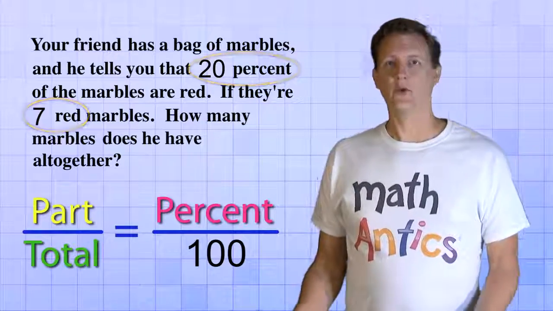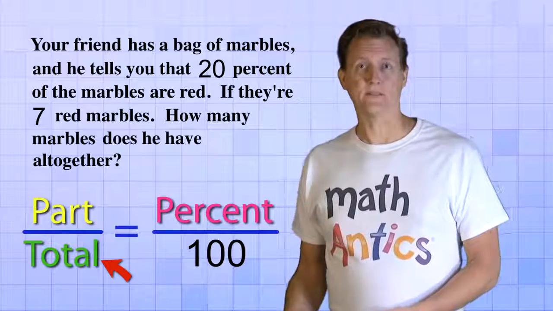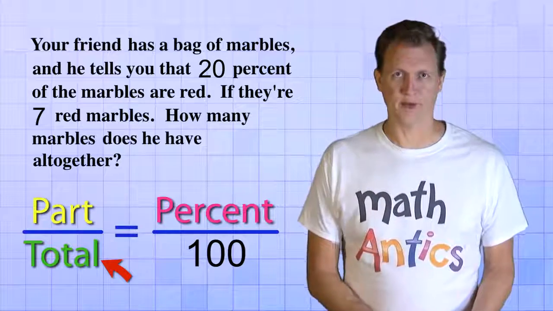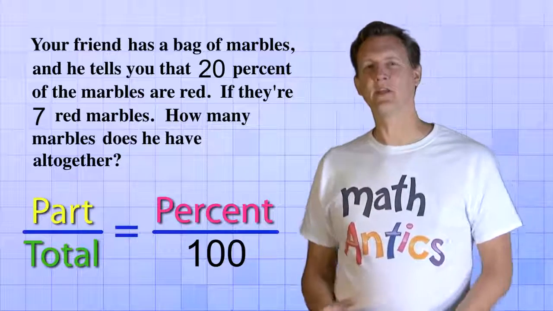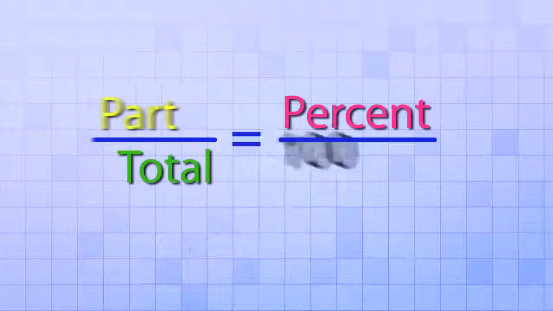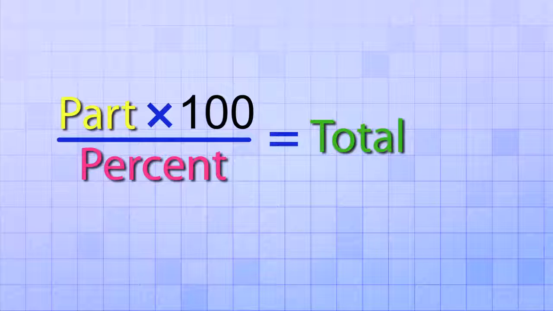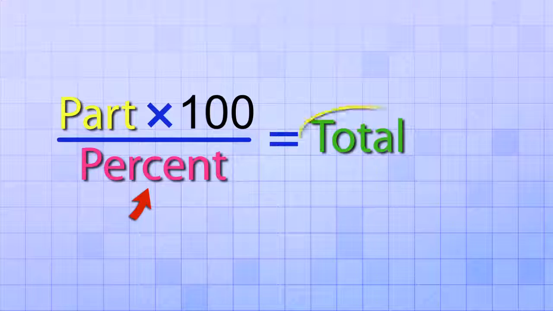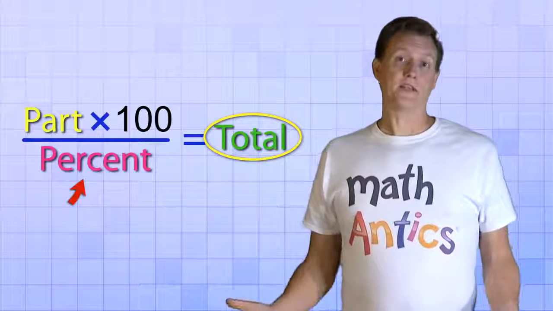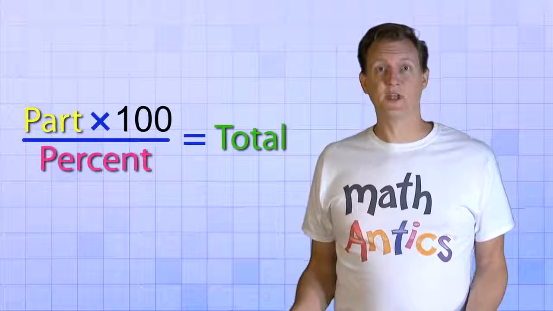All right then, so how do we figure out what the total is? Well, using a little algebra, which you don't need to know how to do right here, we can rearrange our percent equation like this. What this new form of the equation tells us is that if we take the part and multiply it by 100, and then we divide that by the percent, we'll get the total. That seems simple enough. It's just 2 steps.